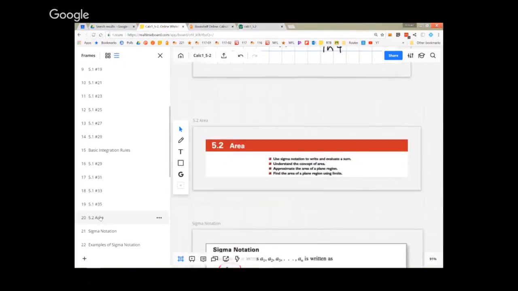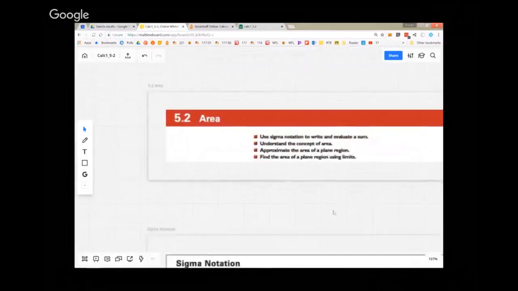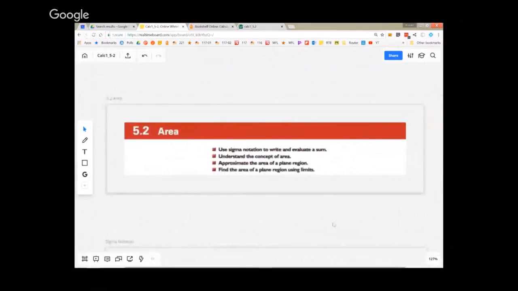The lesson is 5.2 and it's entitled Area. I told you that when you're doing an integral, one of the miracles is that if you can take the integral of any function, that'll give you the exact area under the curve, no matter how crazy shaped the curve is. So you zoom in on this a little bit, and we can look at the subheadings here.